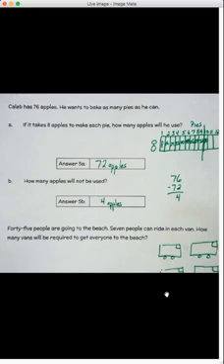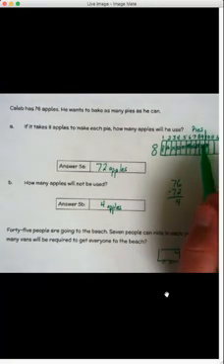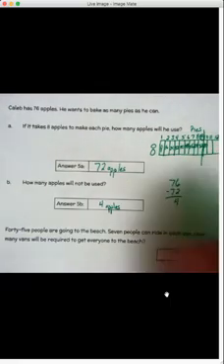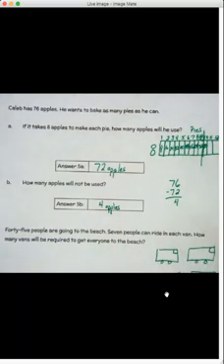Okay. So that one was just a little bit different. That one asked it in a different way. So we've got to make sure we read carefully because it didn't say how many pies he could make. If it said how many pies he could make, he would have been able to make 9 pies, but that's not what it says. It says, how many apples will he use? He would use 72 apples to make 9 pies.